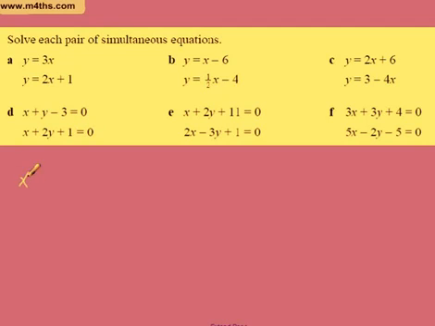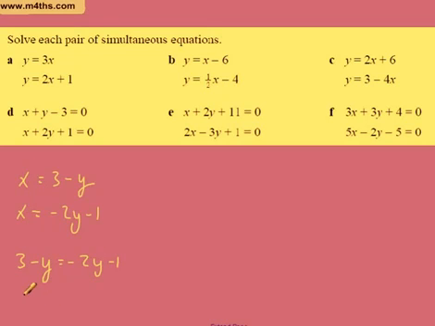Another way of looking at it is to make x the subject. X could equal 3 minus y, and on this one, x could equal negative 2y minus 1, and then you can set those equal to each other, saying that 3 minus y is equal to minus 2y minus 1, because x is equal to the same.